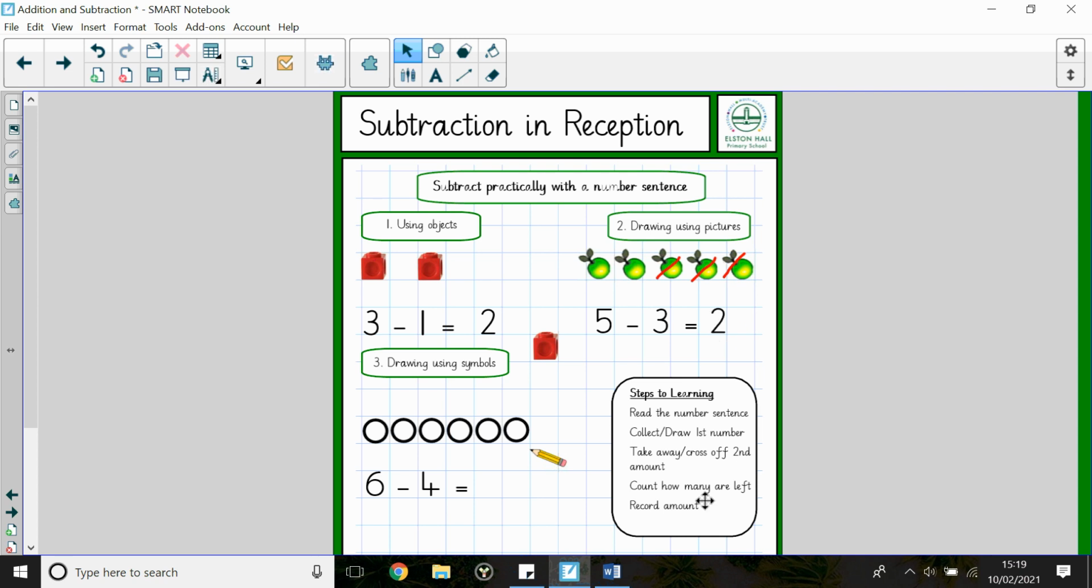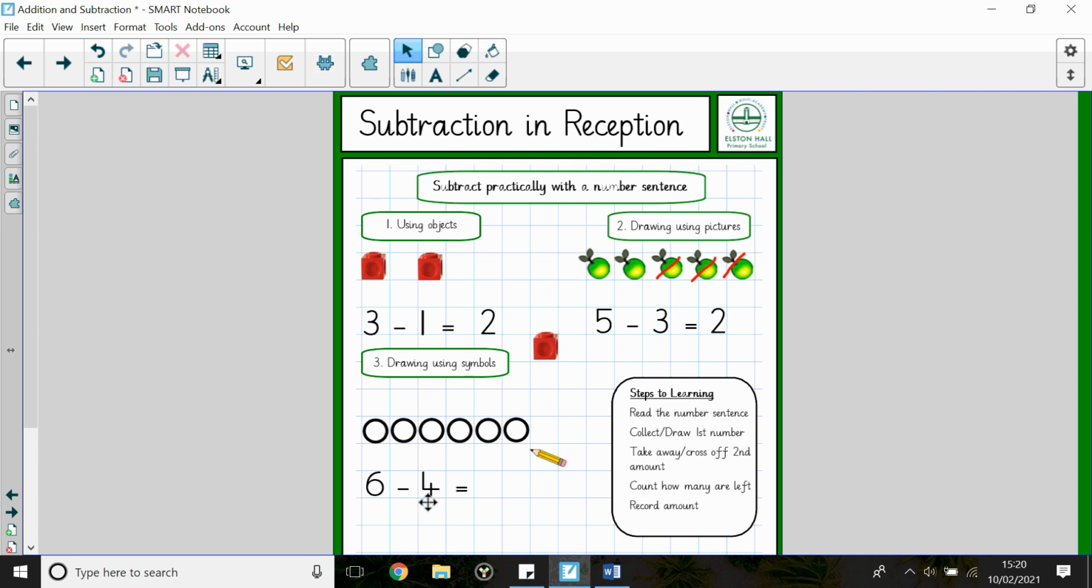The final subtraction method taught in Reception is drawing using symbols, which is useful if the previous methods are not suitable at the time. Looking at our steps to learning, we begin by reading the number sentence aloud. 6 subtract 4 equals. The next step will be to look at the first number to identify how many symbols need to be drawn. We need to draw 6 circles. Then we look at the second number to identify how many we are subtracting.